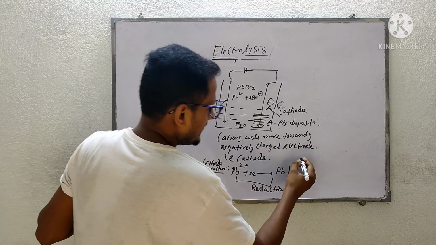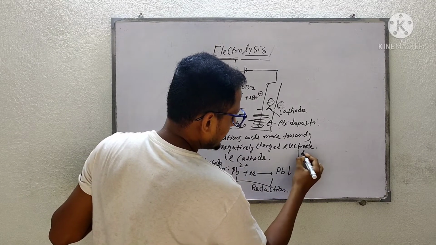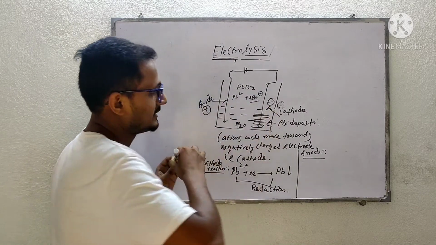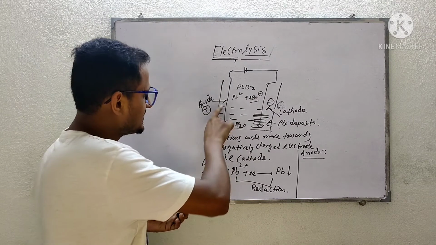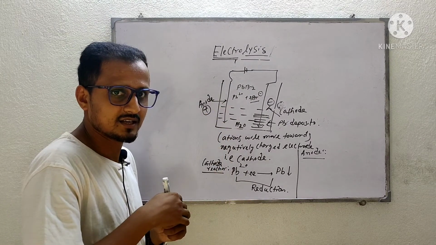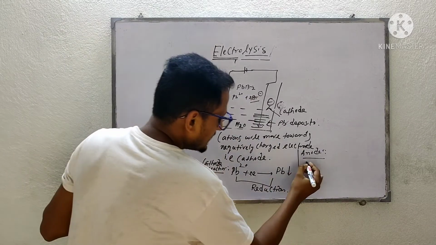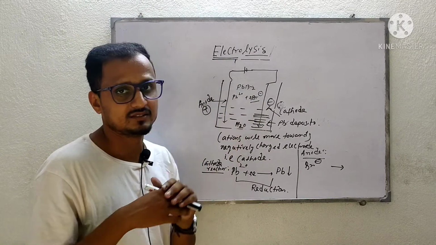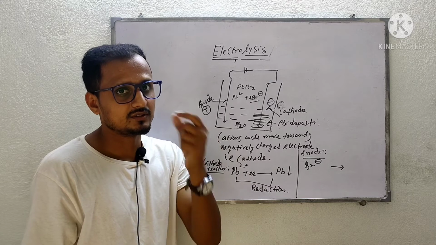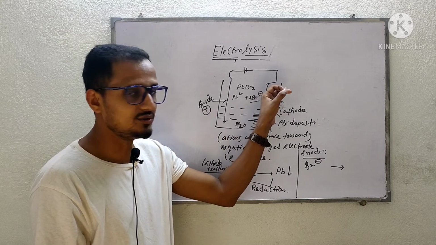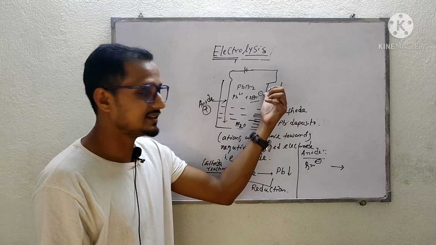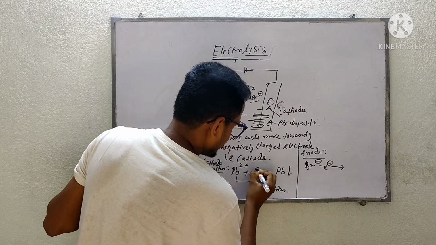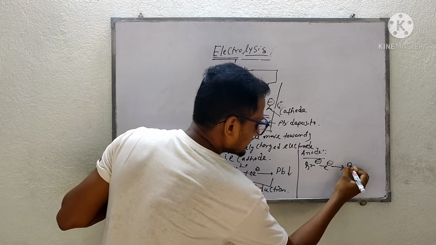Similarly, anions will go to the anode. Anions means this Br-. Now it is an electron rich species, and this anode is electron deficient. So Br- will go to the anode and give an electron to the anode. It will release an electron to the anode. Here the charge is -1, that means 1 electron will be released to the anode. So here, minus e, and it will form Br.